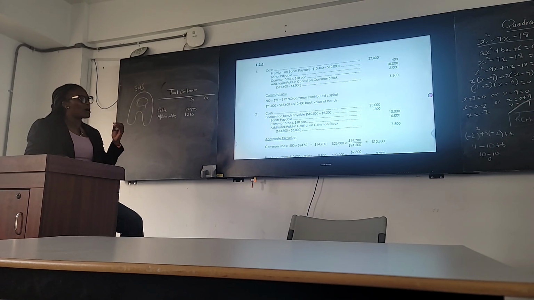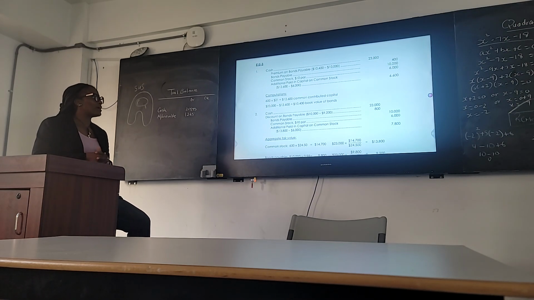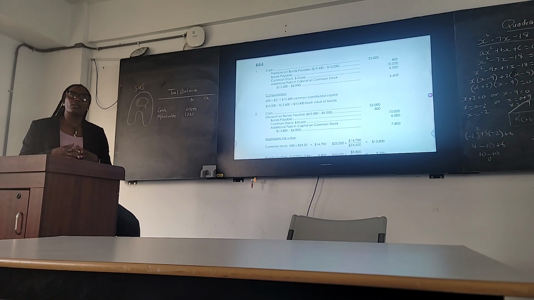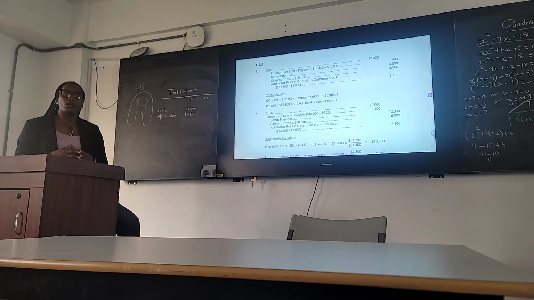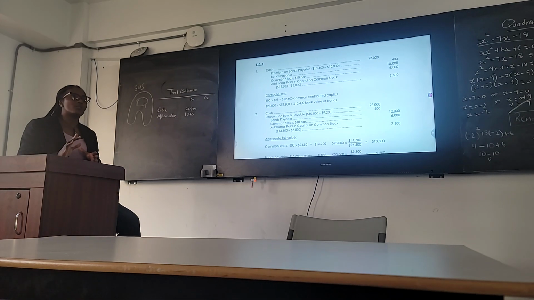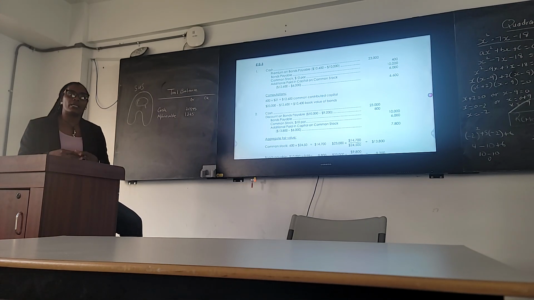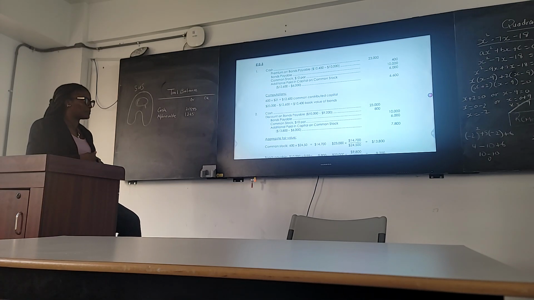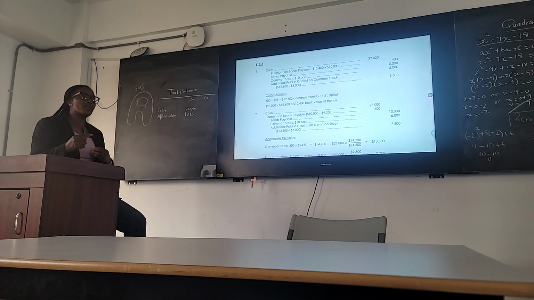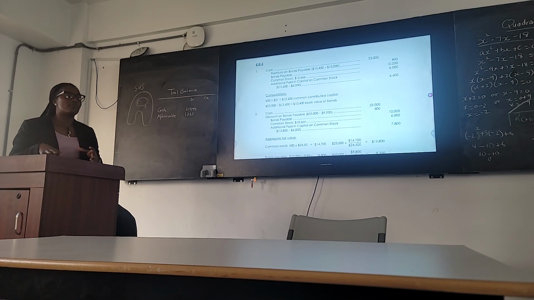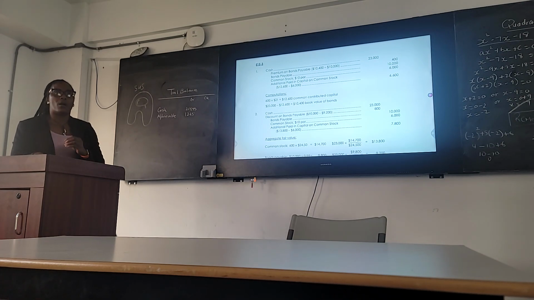Then we know that the common stock has a par value of 10. 10 times 600 will give you 6,000. That's the amount that goes to common stock. So out of that 12,600, we are allocating 6,000 to common stock. So we know that the difference of 6,600 is our additional paid-in capital. So out of that 23,000 we received, 12,600 relates to the common shares, which means the difference now relates to the bonds.